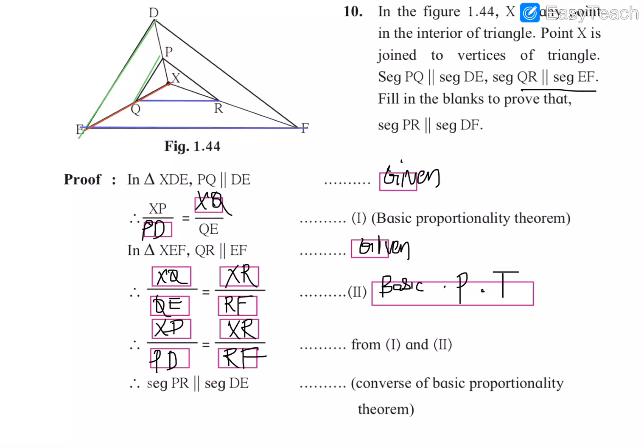So we can look in the figure. XP by PD is equal to XR by RF. Those are the sides of the triangle XDF, where the proportion of the two sides XD and XF is equal, as we have proved. So by using the converse of the basic proportionality theorem, we have proved that the line PR is parallel to the side DF. So the problem is solved here. So here ends section 1.2.